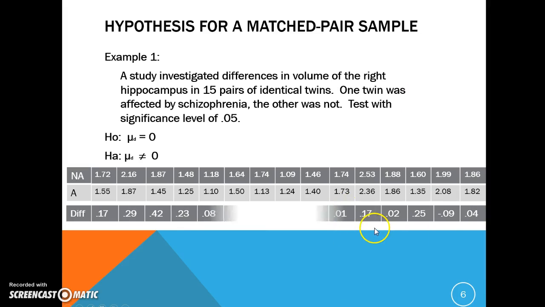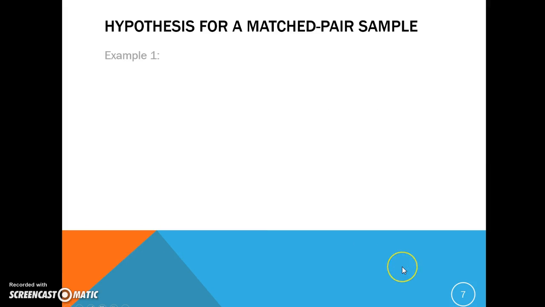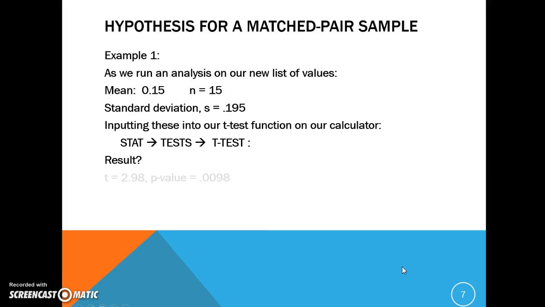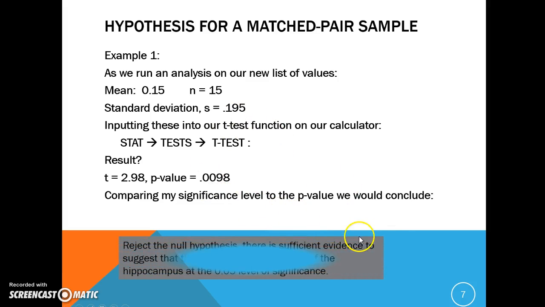Okay, so if we finish up the slide here, there's the differences, and we can see that there does appear to be an overall trend toward a larger hippocampus, but again, we can check that using the statistics, which is what we just did. So going all the way down to the end, we do reject the null hypothesis. There is sufficient evidence to suggest that there's a significant change of the hippocampus at the 0.05 level of significance.